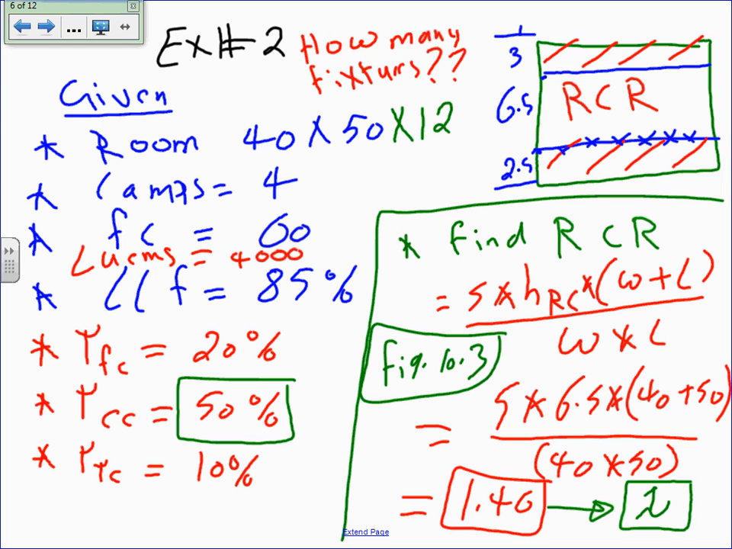Any question, guys, how to do this part of the equation? How to find the room cavity ratio? Here's the ceiling, plug in the 6.5. Do I care about the ceiling cavity ratio or the floor cavity ratio? Out the window. I don't care. If I ask you for the test to find them, instead of 6.5, you just put 2.5 once. Here's the floor, and you put 3, and here's the ceiling. Really not a whole lot to it.